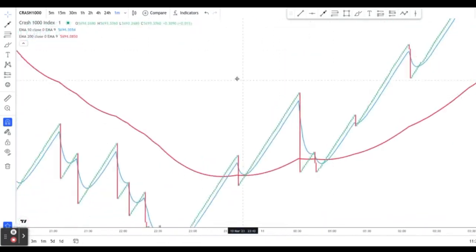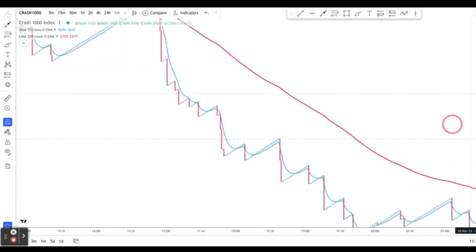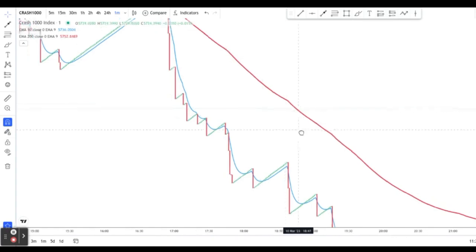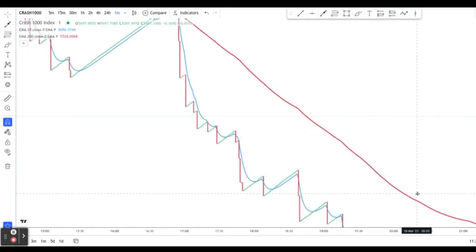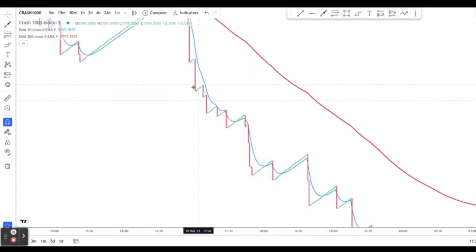First of all, let me show you the one that worked for spike. So let's assume you want to catch a spike. You have already seen that the 200 EMA is in downtrend, is going down, and the 10 is also going down, which means that there's an agreement between the two moving averages.